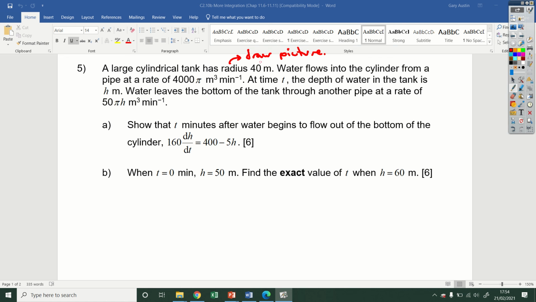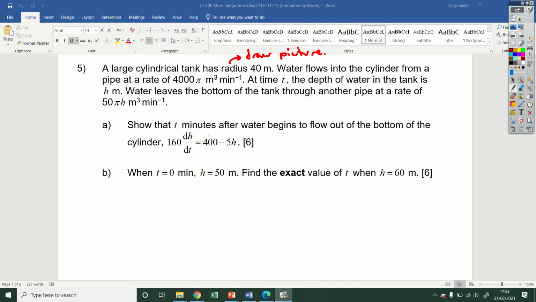Right, radius 40 meters for your cylinder. Water flows in at a rate of 4,000 pi meters cubed per minute. At time t, the depth of water in the tank is h. Water leaves the bottom of the tank through another pipe at a rate of 50 pi h meters cubed per minute. So you've got these two rates, one of which is flowing in and the other which is flowing out.